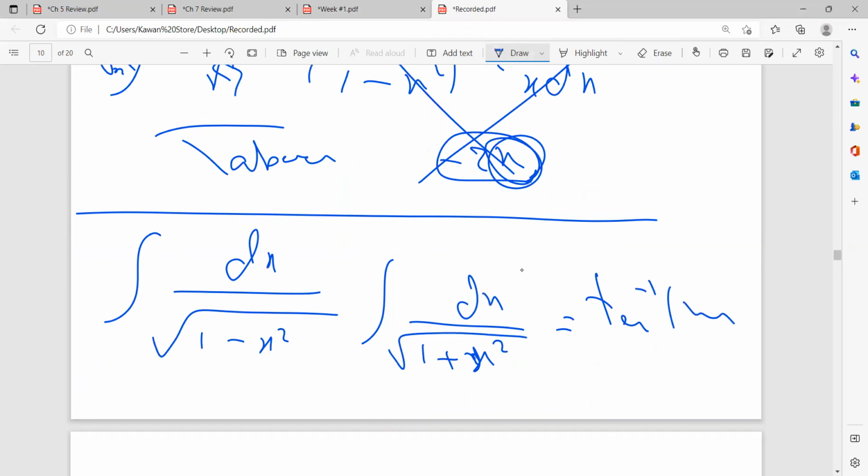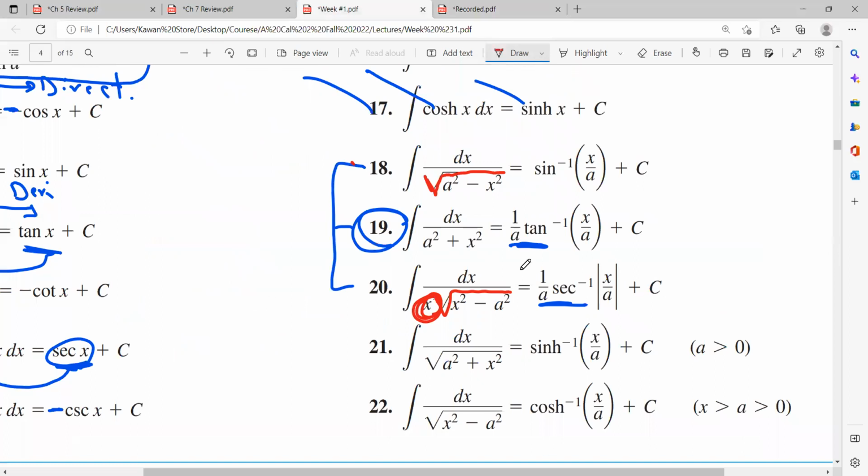If I have a square root, I'm going to check the number first. Number minus variable squared is sine inverse. Variable squared minus number is secant inverse. So you need to actually control the formulas. You need to control them. It's very easy. It doesn't need solving 2-3 examples. You can control all of them. That's the first, how to recognize which formula to use.